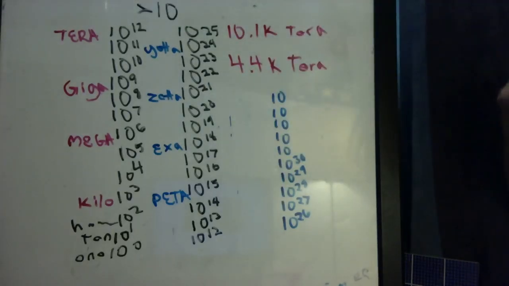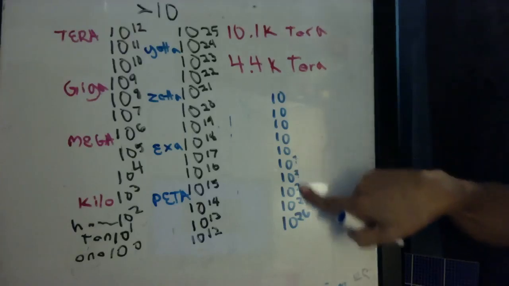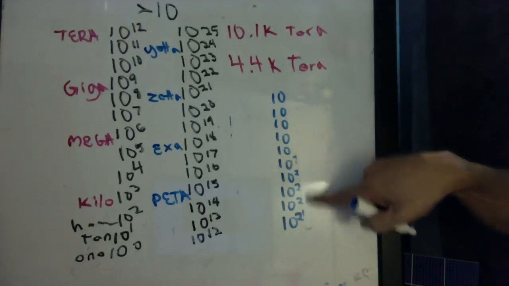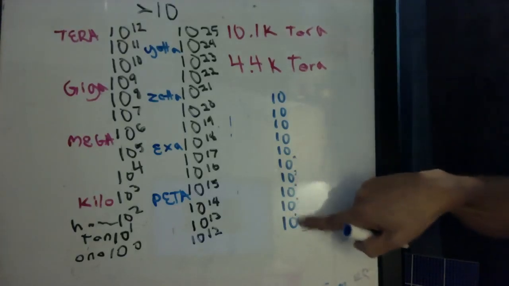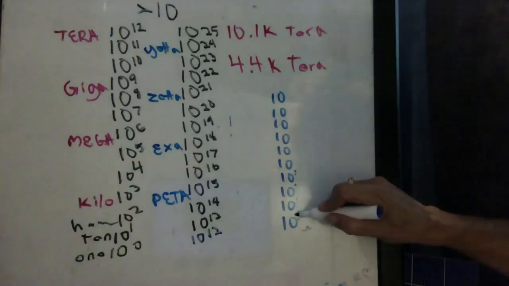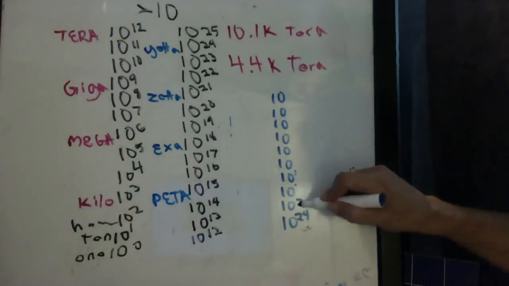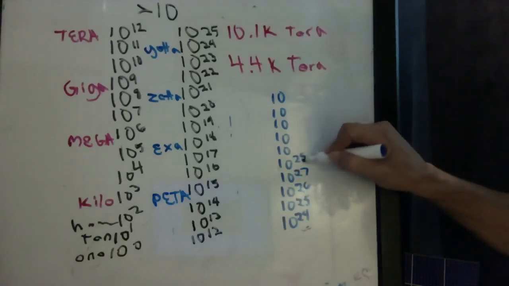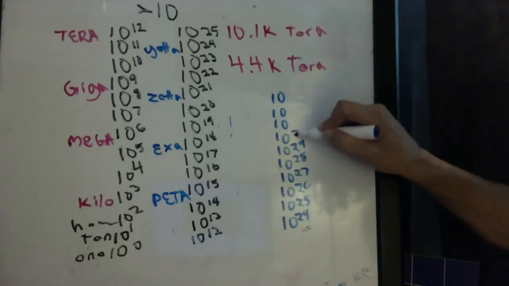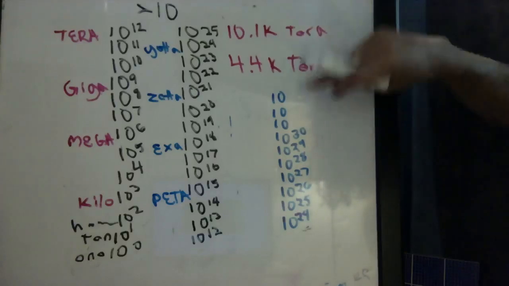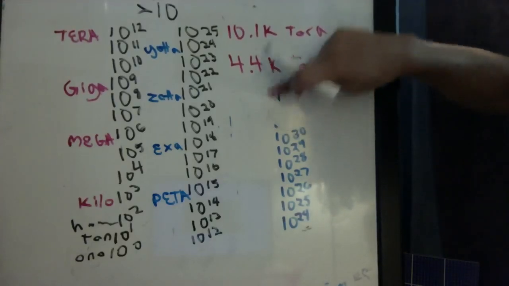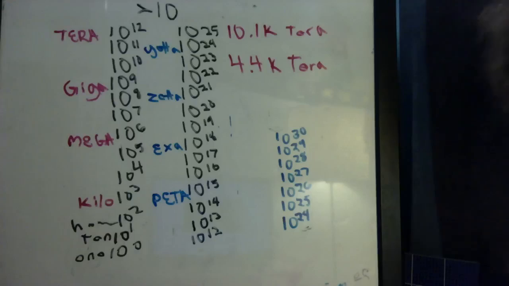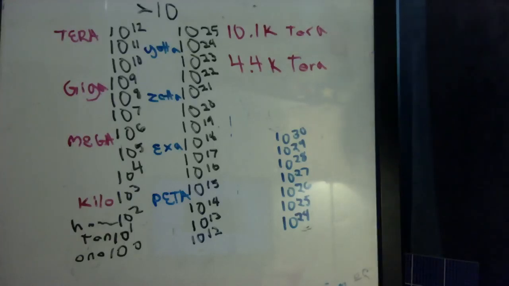So maybe I tell you what, I'm going to start at 24. And we'll start at yotta. So we'll make this 24. There you go. 24, 25, 26, 27, 28, 29, 30. Let's not go to 33. I cracked myself up.